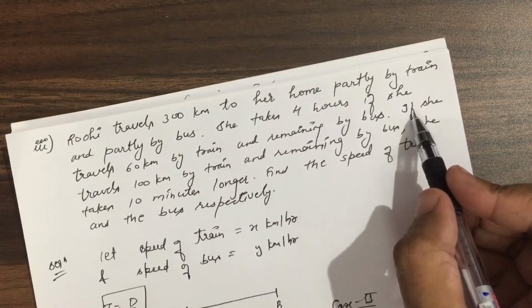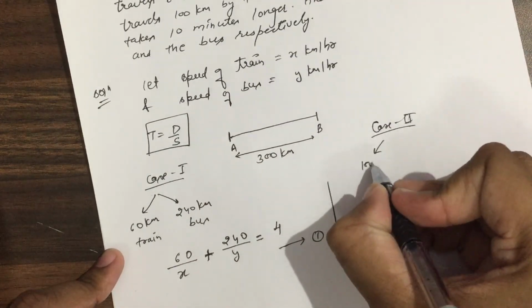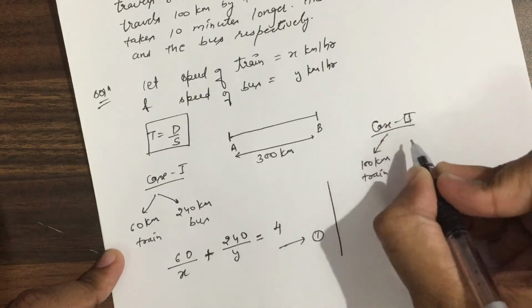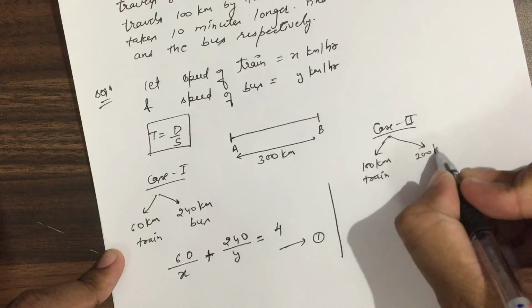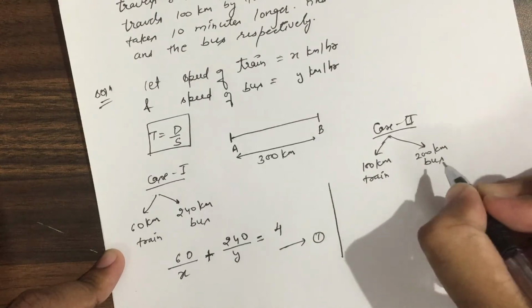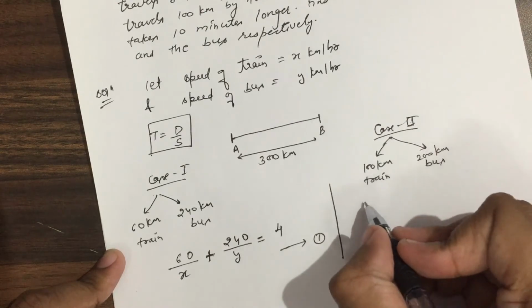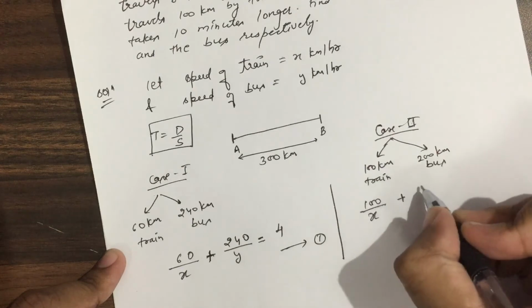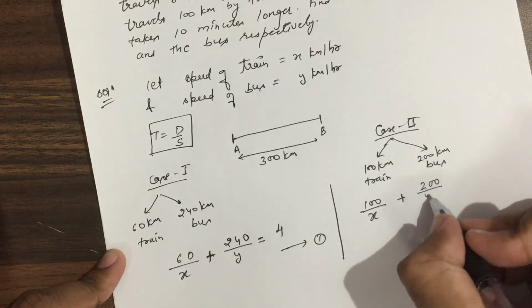Case 2, what is given? If she travels 100 kilometer by train and remaining by bus. Let us suppose 100 kilometer by train. So out of 300 she travels 100 kilometer by train. So remaining will be 200 kilometer which is being traveled by bus. Again time taken by train is distance upon speed, train is x, plus time taken by bus is distance is 200, speed is y.